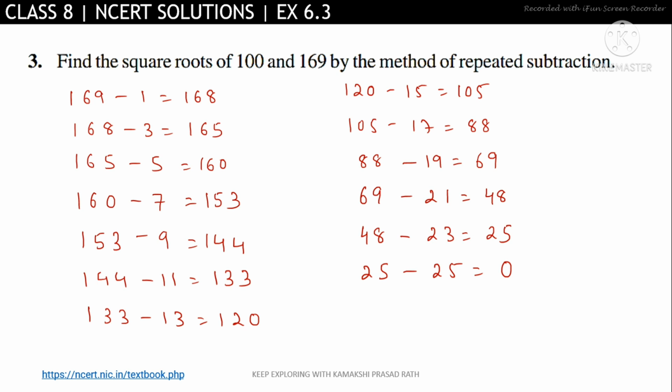So finally, we have got the answer as 0. So we'll start counting how many times we have subtracted. 1, 2, 3, 4, 5, 6, 7, 8, 9, 10, 11, 12 and 13. So we can say that the square root of 169 will be 13.